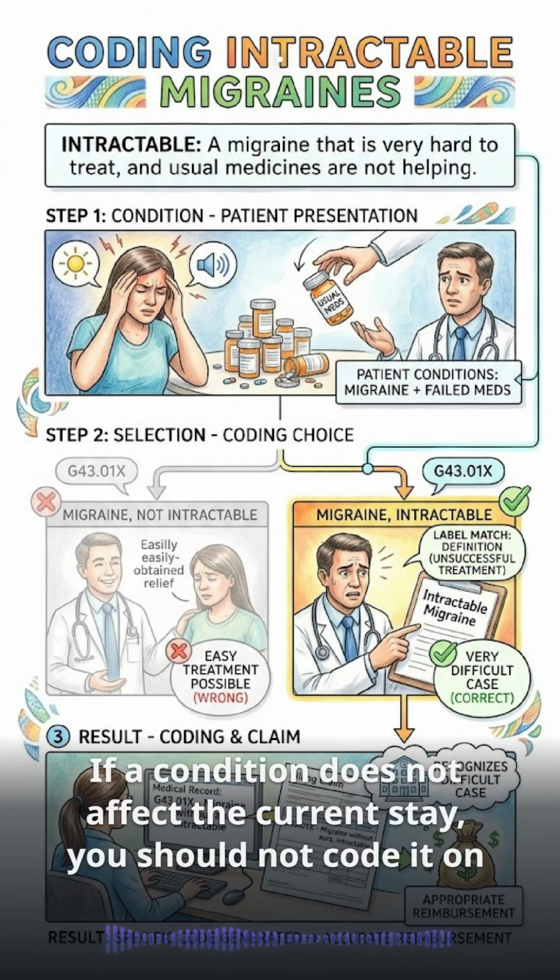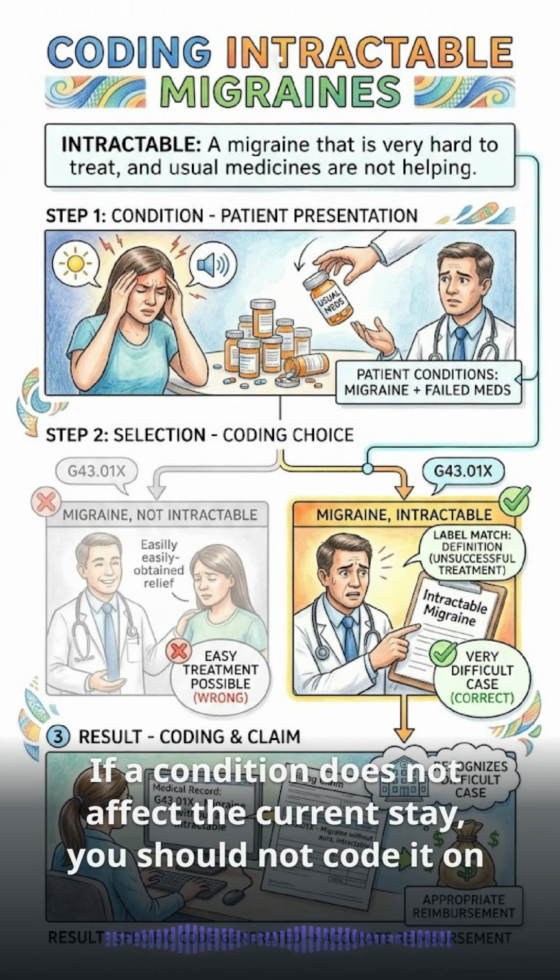Sometimes a patient comes in with a big problem, but the doctors find a worse problem later on. In this case, the principal diagnosis might actually change, depending on what the doctors spent time treating most. You always code the condition established after study, which means looking back at everything after the patient leaves.